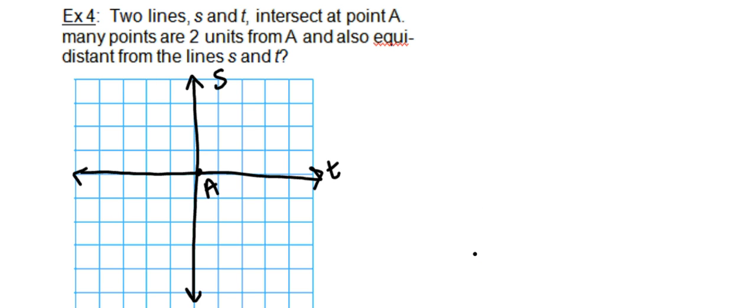The first criteria that we need to meet, we need these points to be 2 units away from point A. So 2 units away from point A is going to be a circle around point A with a radius of 2. And at the same time, equidistant from lines S and T. So if I think about points that are equidistant, 3 units to S, 3 units to T, then we're going to have some lines going in these directions as well.